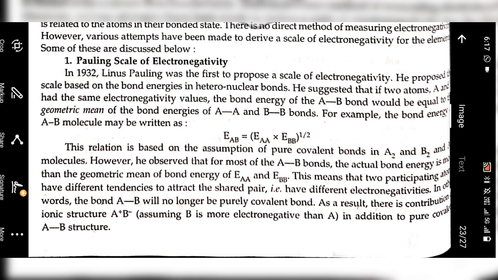As a result, there is contribution of the ionic structure A+ B- in addition to the pure covalent AB structure. The difference between the actual bond energy of AB and the geometric mean bond energy is known as the excess bond energy and it is denoted by delta E. It is a measure of the difference in electronegativity of the two atoms A and B. So delta E equals EAB minus the square root of EAA into EBB.